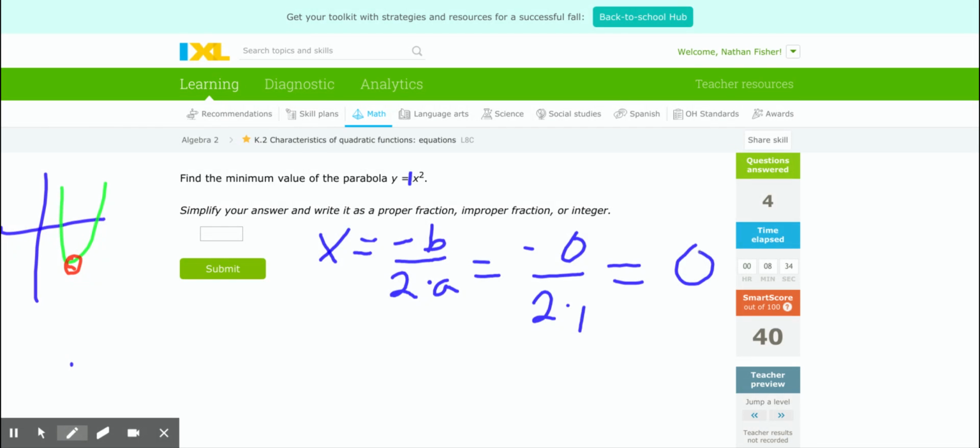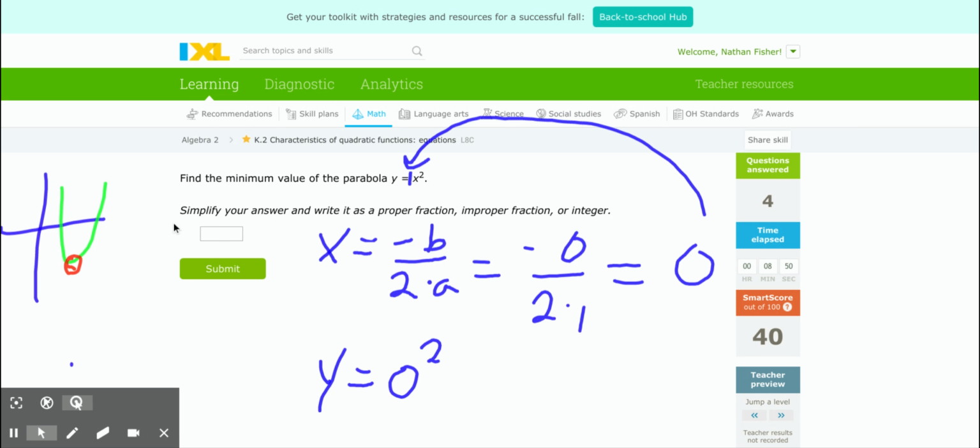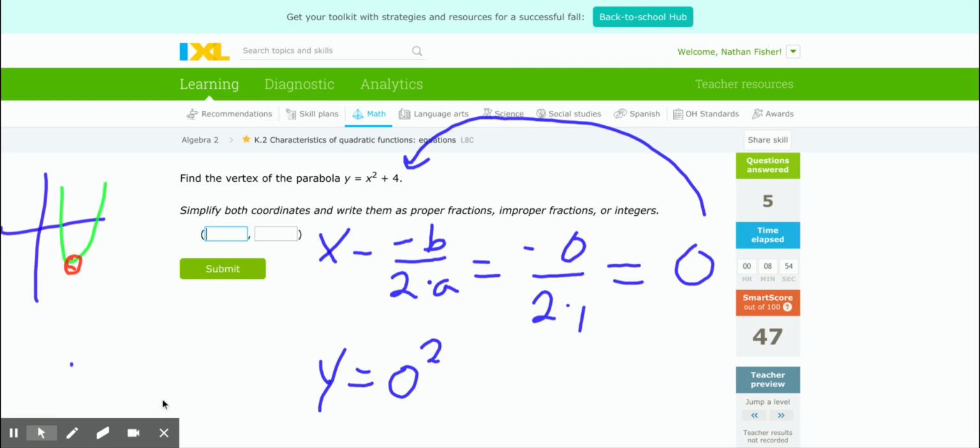It doesn't ask for axis of symmetry. So what I need to do is take that number I found, and it gets plugged right back in for the x value there. So now I have y equals 0 squared. But this one's pretty nice to figure out. 0 squared is just 0. So it's kind of a multi-step process right there.